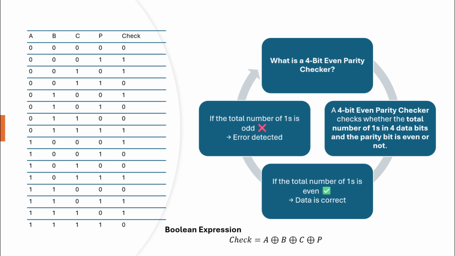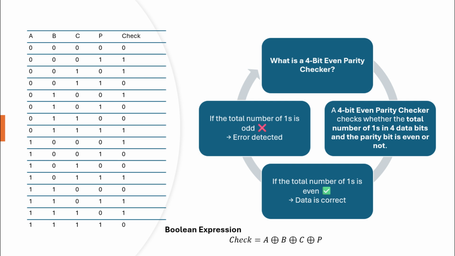This is a 4-bit even parity checker. Do not let the name confuse you. 4-bit just means we are working with 4 bits total. How are those 4 bits divided? 3 bits are the data bits. We call them A, B, and C. 1 bit is the parity bit. We call it P. So total bits are A, B, C, and P.